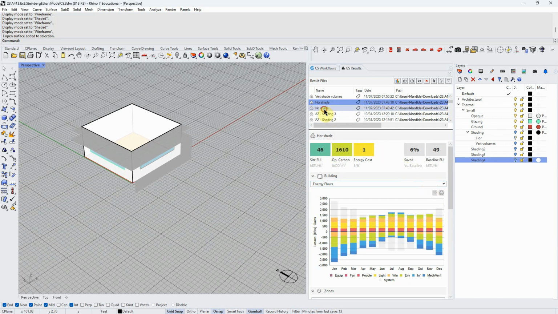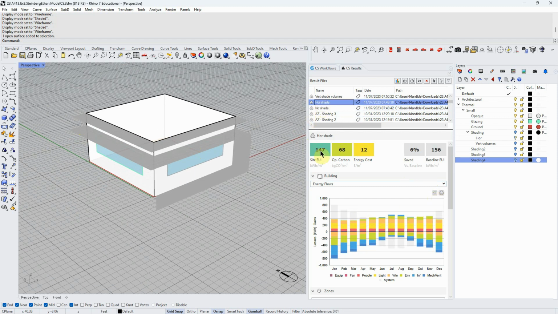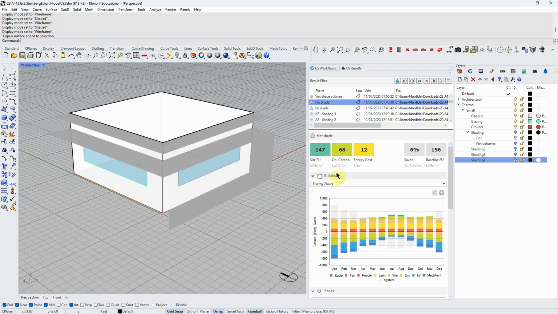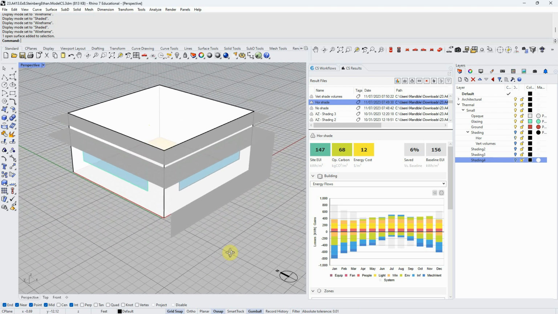So between no shading and the horizontal shading, 48 to 46, that's an understandable amount. You can see it, but if we go to SI units, 151 to 147, that's larger. Basically, it's rounding to the closest whole integer, and so the larger distance we have between those, the more we'll be able to see what's going on.